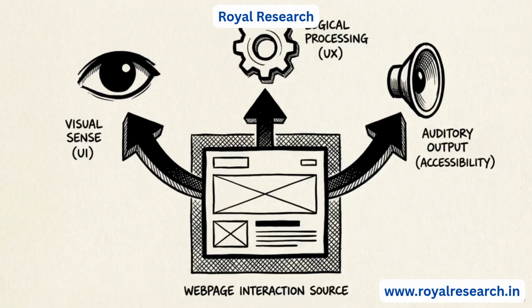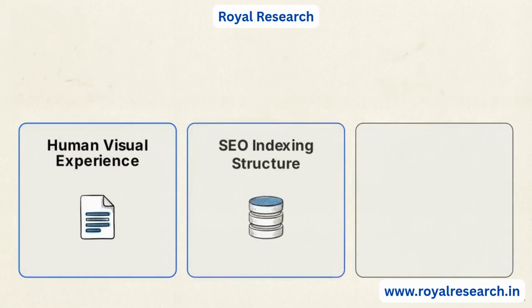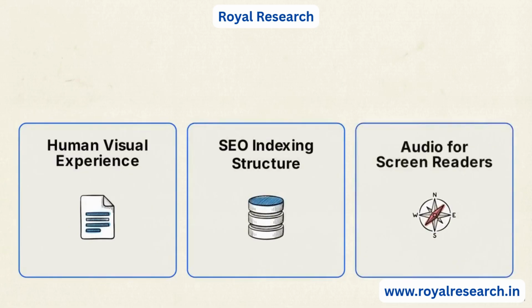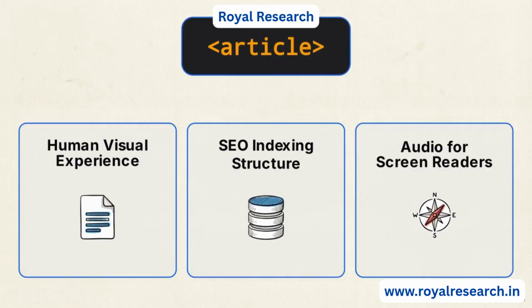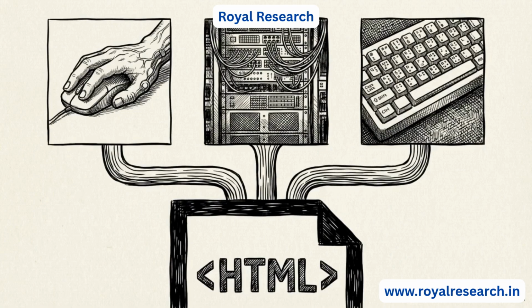A single, effectively designed webpage must successfully serve three distinct audiences simultaneously. This three-pane model outlines the required outputs. Left, the human visual experience; middle, the SEO indexing structure; right, audio for screen readers. A single semantic element, like the article tag, dictates behavior across all three environments simultaneously. This architectural efficiency ensures that the core message of the website is preserved intact, regardless of the method a user or machine relies upon to access it.